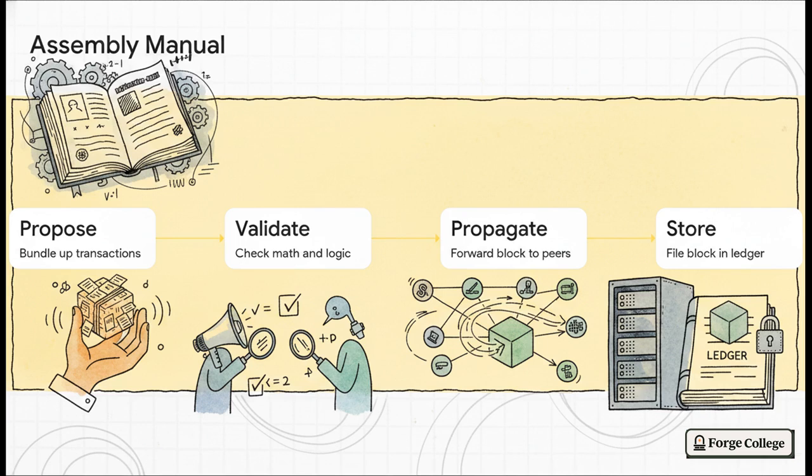First up, someone has to propose a block. Basically, they bundle up the latest transactions and shout to the network, "Hey, I've got the new updates." Second, their immediate peers validate it. They check the math, check the logic, just making sure there's no funny business going on. Third, we propagate. Those peers forward the block to their friends, and so on. And finally, step 4, the block is stored for good in everyone's local copy of the ledger.